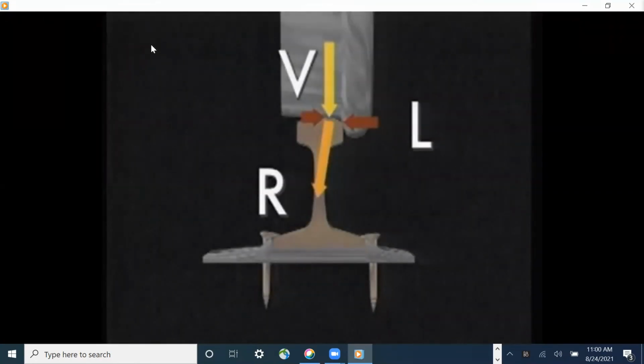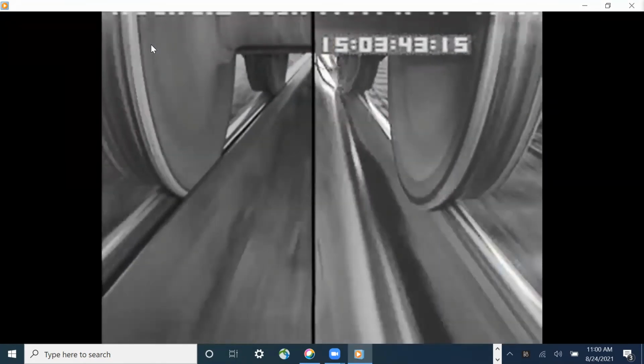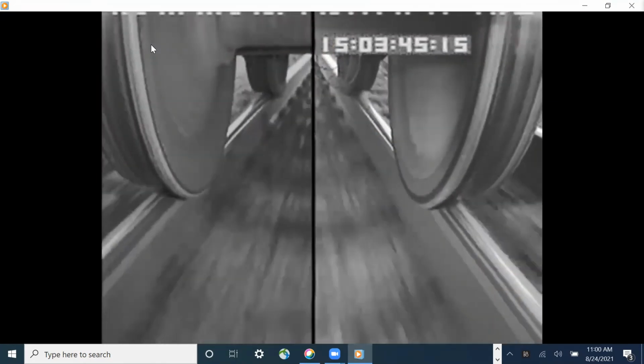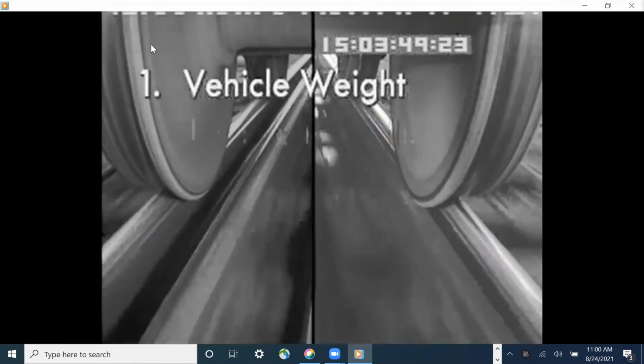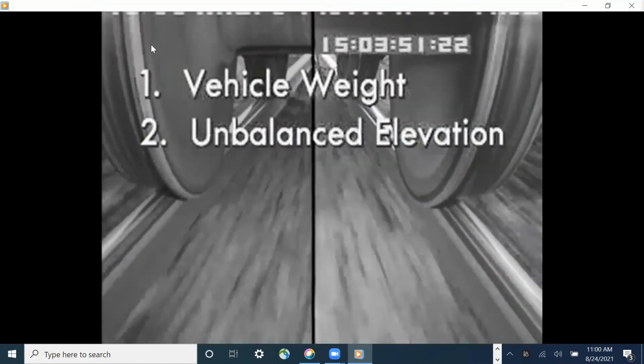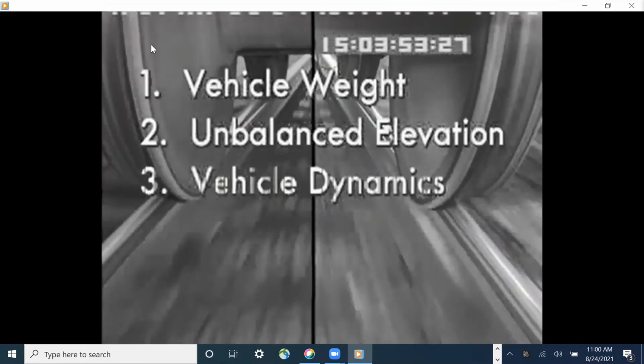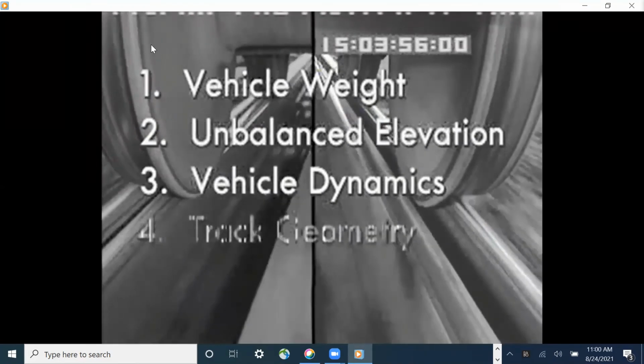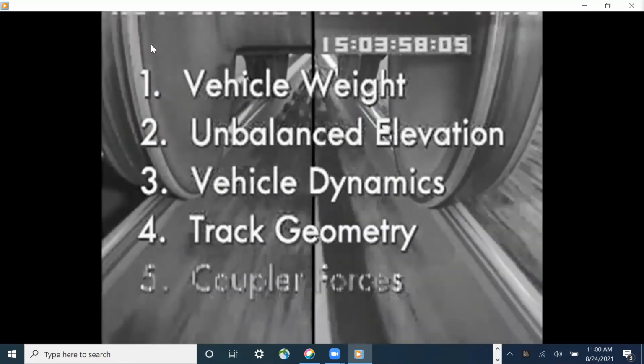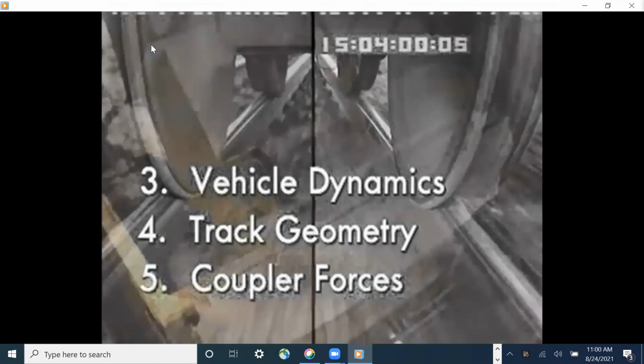Vertical forces are an integral part of the L/V ratio. Even if the lateral force remains constant, an increase or decrease in vertical force has a major effect on the resultant force. Vertical forces vary according to the following factors: vehicle weight, unbalanced elevation in curves, vehicle dynamics, track geometry, and coupler forces.